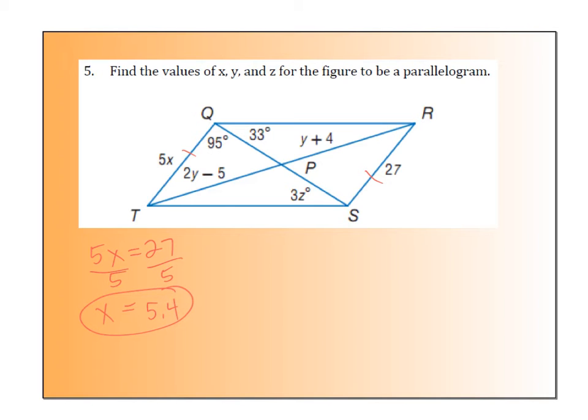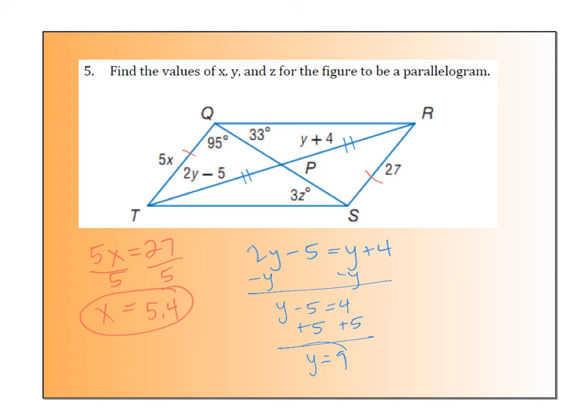If we wanted to find y, diagonals bisect each other. So the 2y minus 5 equals the y plus 4. Those will be congruent to each other. The diagonals get bisected. So subtract your y. y minus 5 equals 4. y equals 9. And then finally for z, this is maybe the trickiest one.